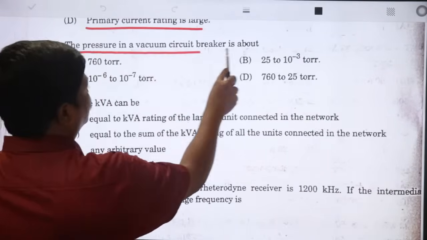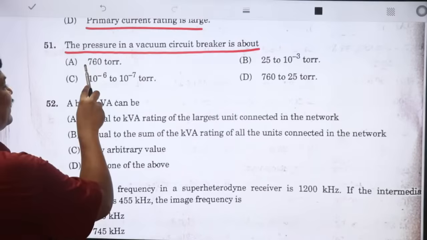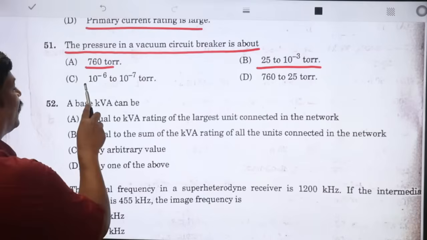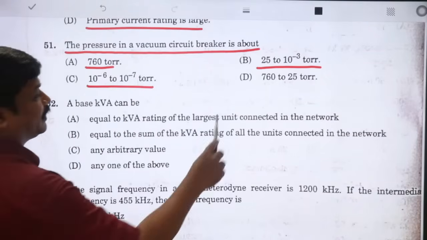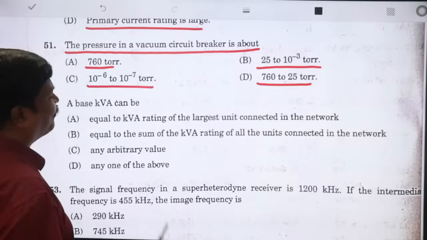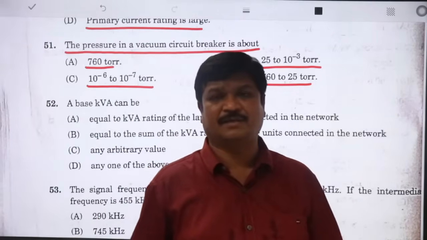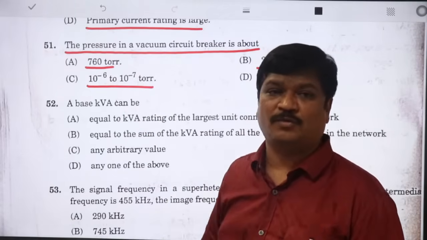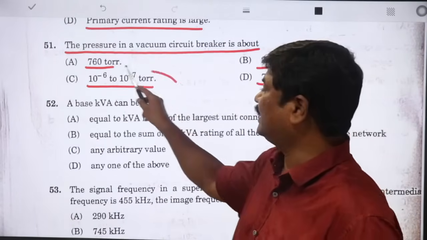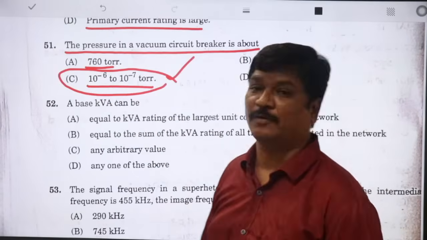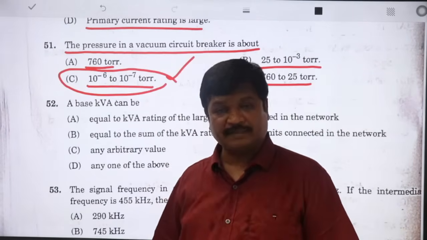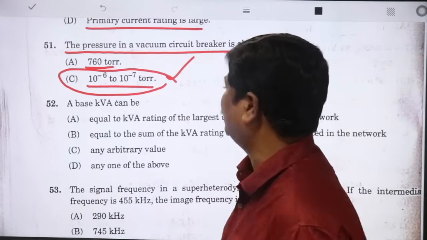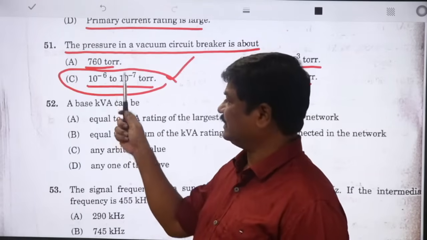The pressure in a vacuum circuit breaker is about 760 torr, 25 into 10 power of minus 3 torr, 10 power of minus 6 to 10 power of minus 7 torr. Actually, the pressure is very low. As far as the textbook is concerned, they gave 10 power of minus 4, less than that, so we can take the answer as 10 power of minus 6 to 10 power of minus 7. In Power System by Badri Ram, it is given as less than 10 power of minus 4. Less than that means this is the answer.